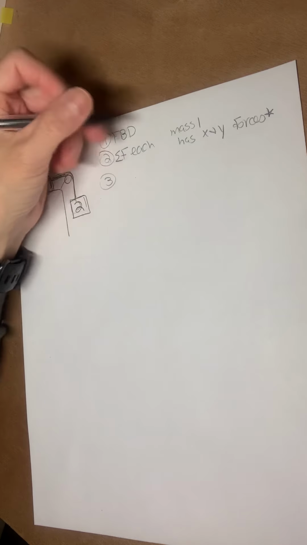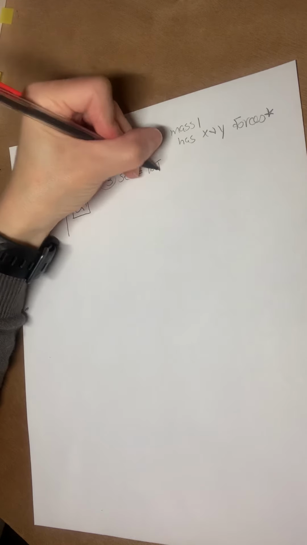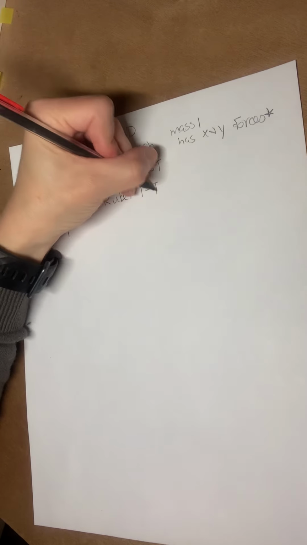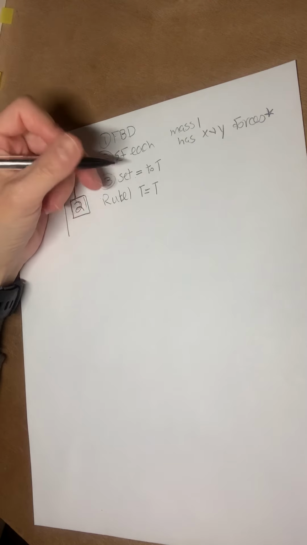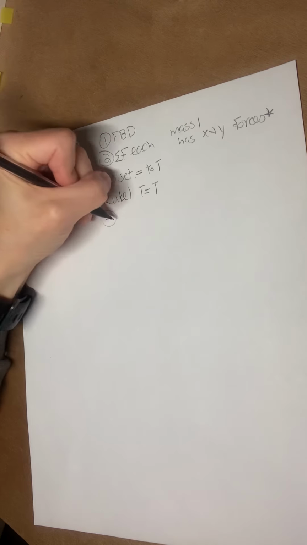Note here, mass 1 has X and Y forces. Note, okay? I'm going to sum forces. I am going to set those equations equal to T, and then I'm going to apply rule 1, which is T equals T. Okay, and then I am going to get to the mass and move on from there. Okay, I'll remember at step 4 to expand.